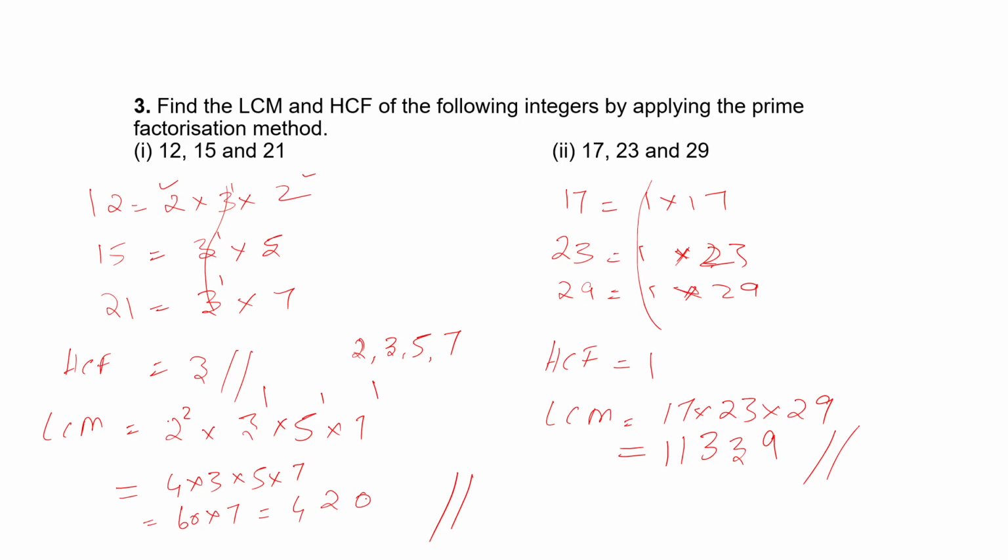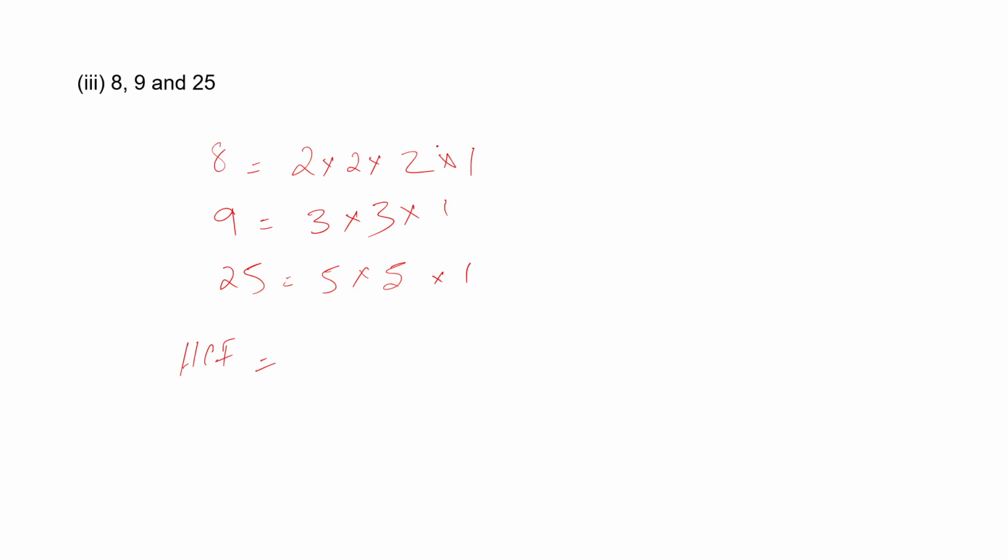11339, you are getting the answer as 11339. Okay, so next, again same question, keep doing. 3, 25 and then 5, 5. So what is the common factor? For that we will keep 1. So the highest common factor is the common factor of all 3, which is equal to 1.